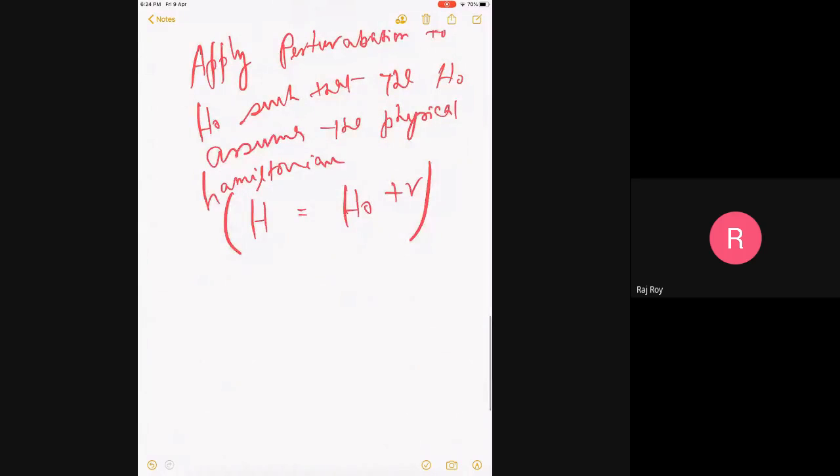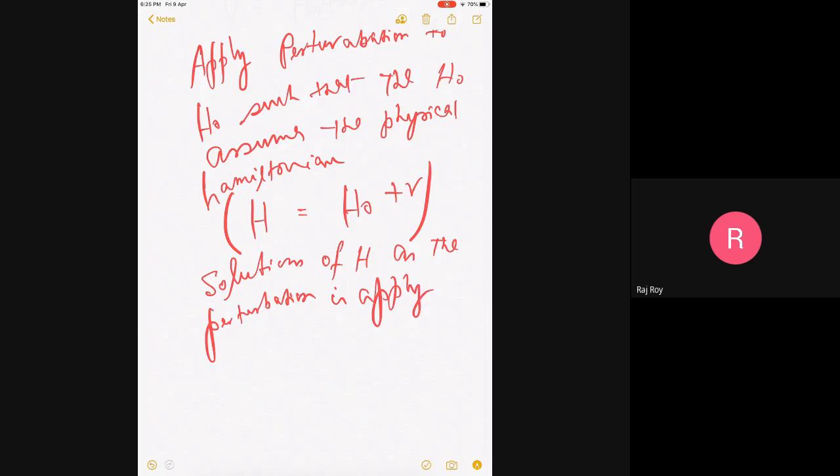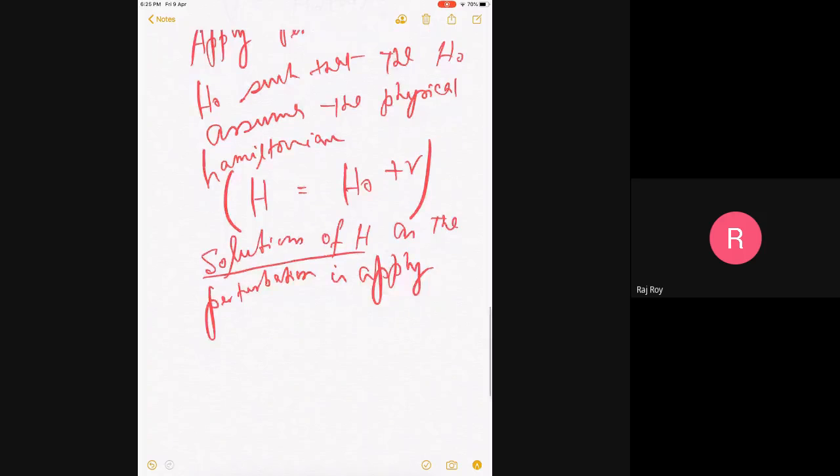What we are interested in is, however, the solutions of H. So we want to now look at the solutions of H as the perturbation V is applied. So physically, that is what I am trying to do. As I apply the perturbation, how do the solutions of H move from the solutions of H naught?